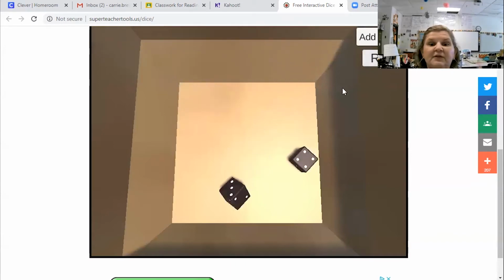Girls, I just rolled again. Let's see if we can do this one. Try this one. I'm so sorry. My dice got away from me. Let's write the equation to this one. Okay. And see if we can solve it too.